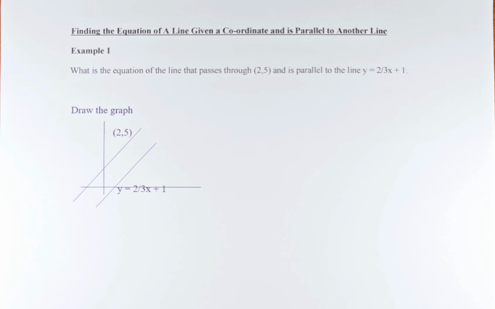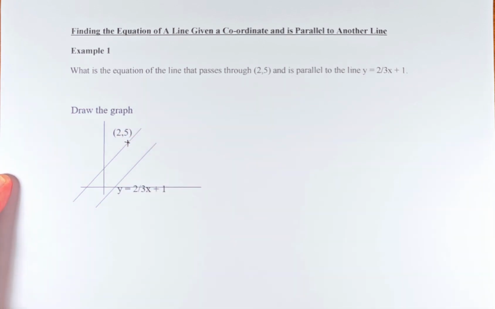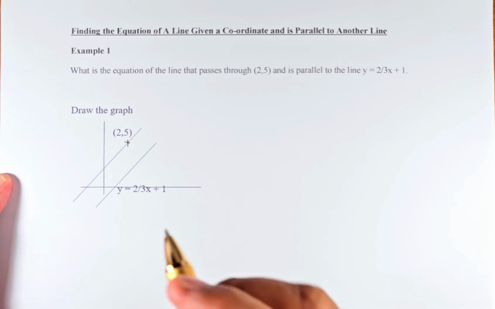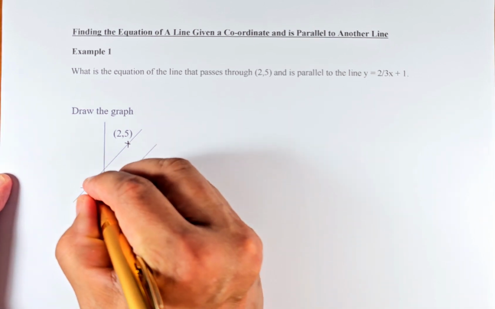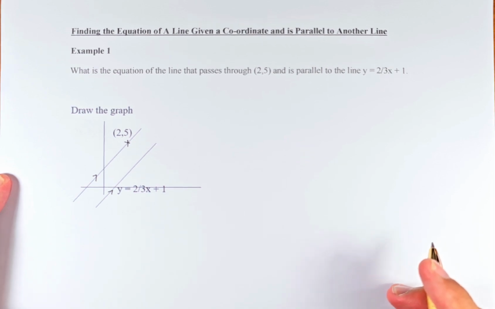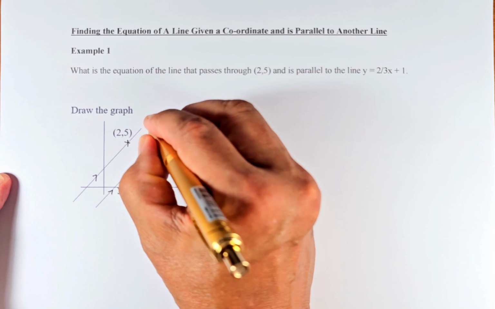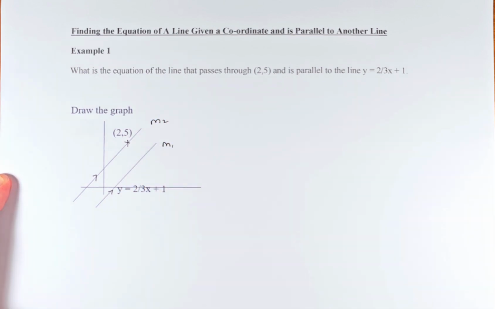So even before we start this question, we need to draw the diagram. So this is the coordinate (2, 5). We just draw randomly. It doesn't have to be accurate, and it is parallel to the other line. The other line has this equation, y equals 2/3 x plus 1. If they are parallel, the gradient m1 and m2 is going to be the same. Please remember that, okay? When they are parallel, the two gradients are the same.